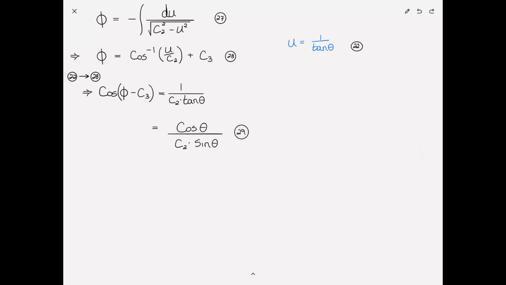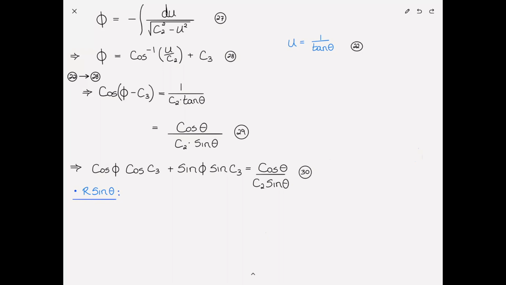Let's number that 29. And now using the angle difference formula, I can expand the left-hand side as cosine phi cosine C3 plus sine phi sine C3 is equal to the right-hand side. Number 30. I'm going to multiply each term by r sine theta. And let me just use a bit of color coding here. The first term becomes r sine theta cosine phi cosine C3 plus r sine theta sine phi times sine C3. And that is equal to 1 over C2 times r cosine theta.